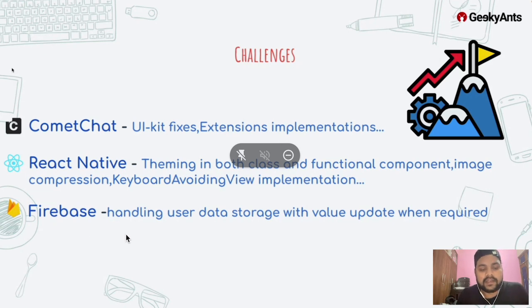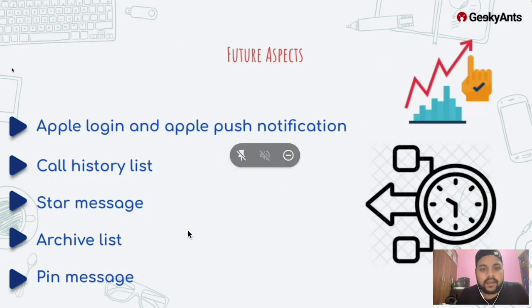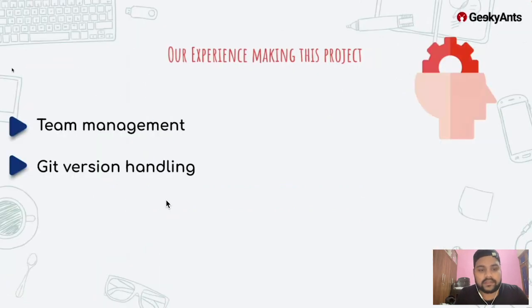So Firebase. Like I said, for collections, sub collections, how to feed data, how to fetch data, all these things we have learned in Firebase. So these are the challenges we have faced. And for the future aspect, like in authentication, as we told in the presentation, Apple login and Apple push notification need to be added, and CometChat now provides an API for call history list, starred message archive list and pin messages. As I told you, there are so many limitations in that, so we are still working on it, and maybe we will get some successful result.